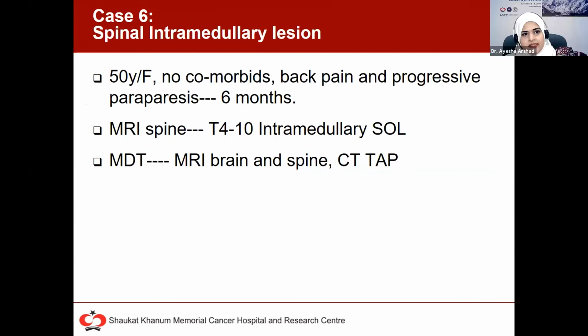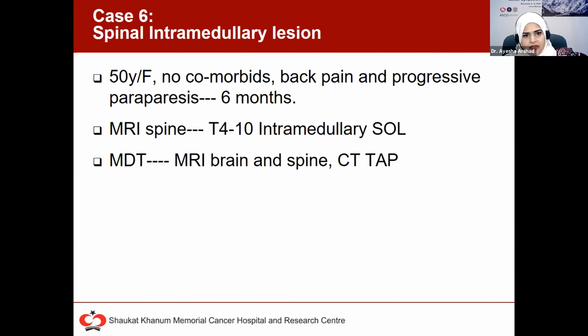So case 6, this is a 50 years old lady, no comorbids, presented with back pain and progressive paraparesis for 6 months. I think this one is Dr. Irfan's that got delayed because of COVID. They came from Azad Kashmir. It's quite far from here. So they got delayed because of the travel restrictions imposed by COVID. When the travel restrictions were lifted, they were able to come here eventually.